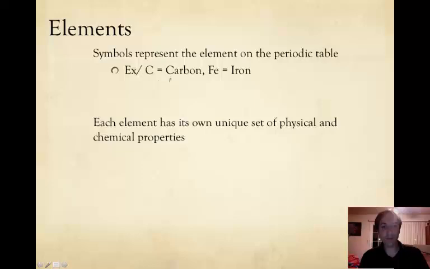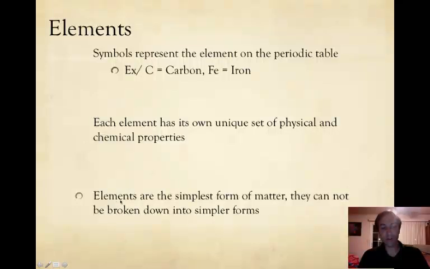Chemical property-wise, we're referring to the ability for each element to participate in certain chemical reactions. Carbon will participate in some chemical reactions. Iron will participate in other chemical reactions. They will not have the same chemical properties, which means they're not going to participate necessarily in the same chemical reactions unless they're reacting with each other.